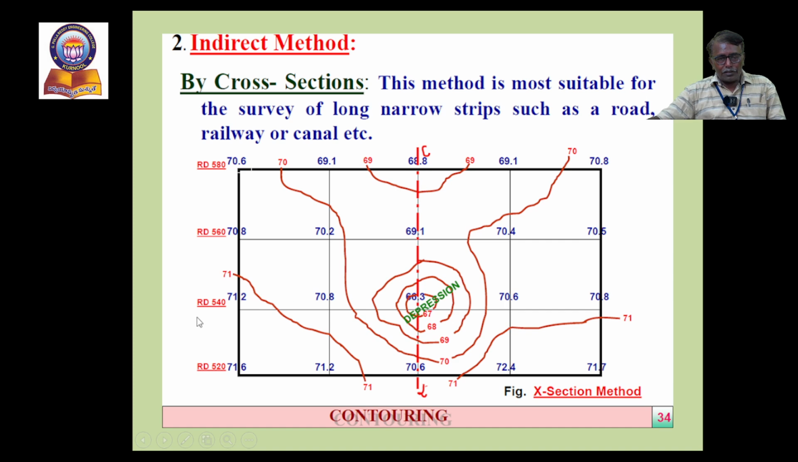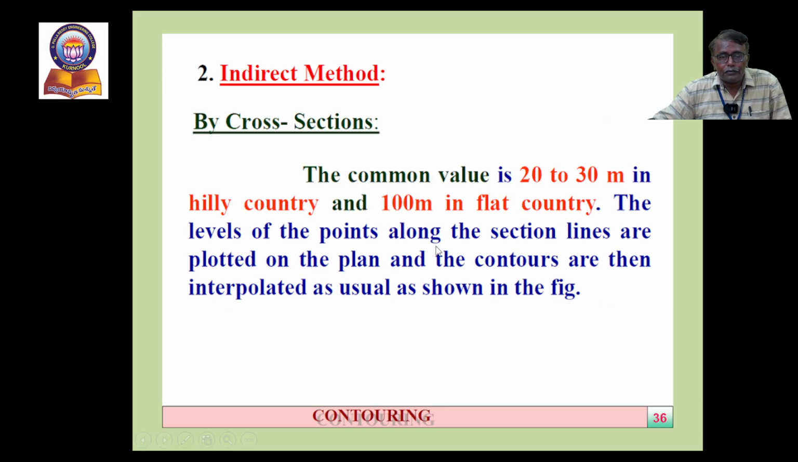So this is 540 meters and this is 560 meters. At a 20 meter interval here, the cross sections are drawn. Next, indirect method concept. Common values of 20 to 30 meters in hilly country and 100 meters in flat country will be taken. The levels of the points along the section lines are plotted on the plan and the contours are then interpolated as usual, as shown in the figure.